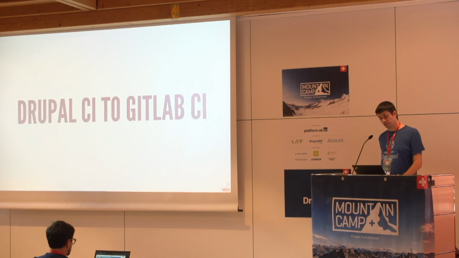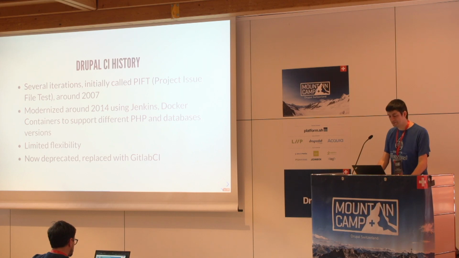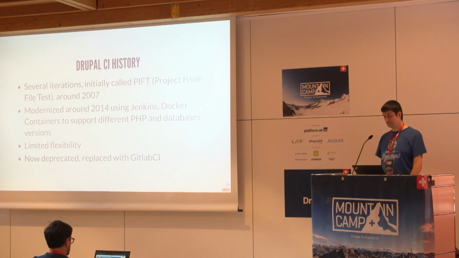So, Drupal CI to GitLab CI. A little bit of history. Drupal CI was originally developed around 2007, the first version. It was called Project Issue File Test back then. There was a second iteration that was more or less custom built, I think. And there was another iteration around 2014 that used Jenkins and Docker containers.